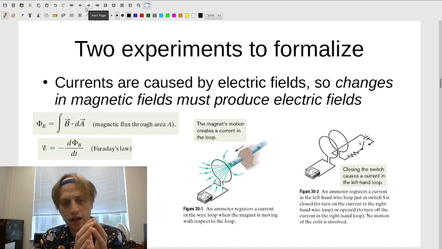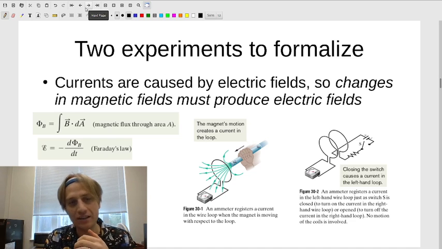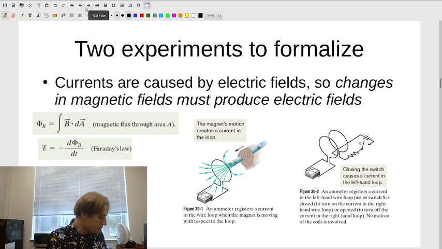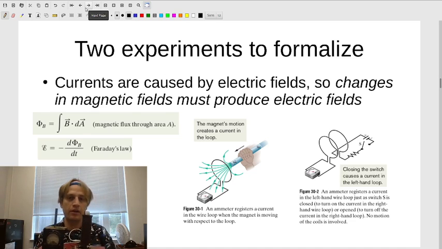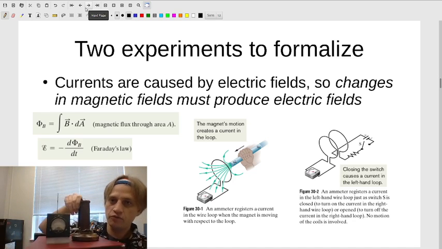Now, today we're going to talk about Lenz's law and inductance. But last time we talked about Faraday's law and induction. Okay, so the two terms are super similar and they mean almost the same thing too, which is a little confusing. Here's the experiment that we want to formalize.